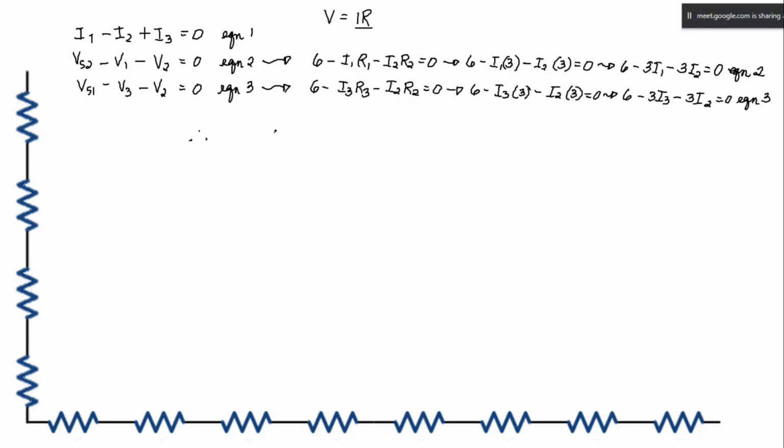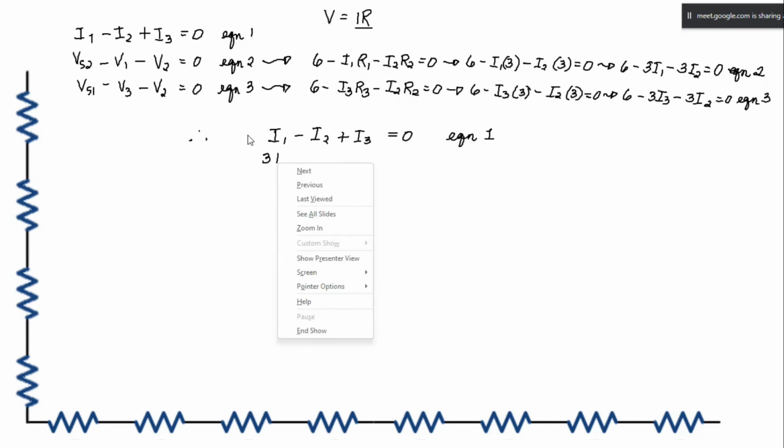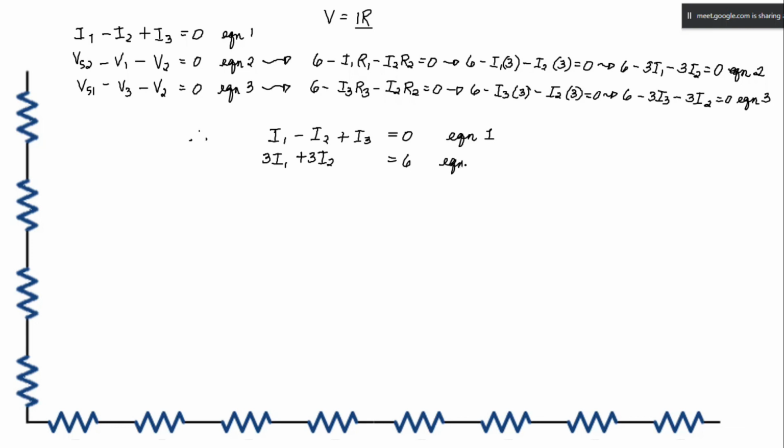So, here we have I sub 1 minus I sub 2 plus I sub 3 equals 0. Equation number 1. Next, 3 I sub 1 plus 3 I sub 2 equals 6. Equation 2. Next, 3 I sub 2 plus 3 I sub 3 equals 6. Equation 3.